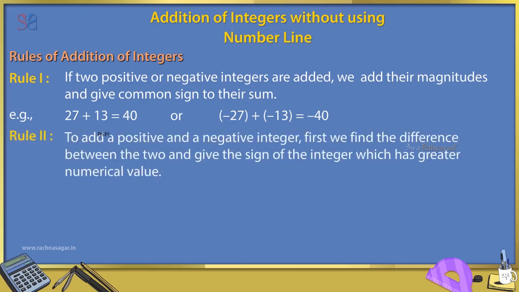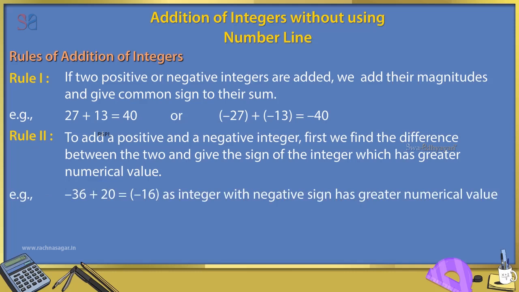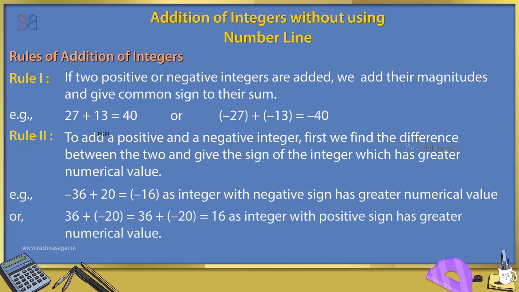Rule 2. To add a positive and a negative integer, first we find the difference between the two and give the sign of the integer which has greater numerical value. Example, -36 plus 20 is equal to -16, as the integer with negative sign has greater numerical value. Or 36 plus (-20) is equal to 16, as the integer with positive sign has greater numerical value.